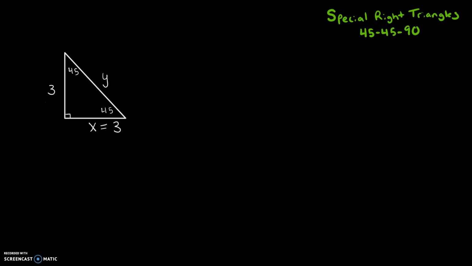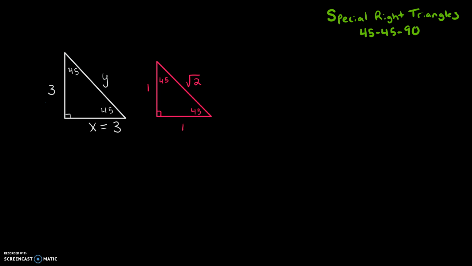The next thing that I would like to do whenever setting up proportions is I will draw my reference triangle in the same orientation as the given triangle. So I will draw a reference triangle right here, same orientation, just right off to the side of my given triangle. And then we'll label the sides of our reference triangle 1, 1, square root of 2. And then I will begin to set up the proportions.